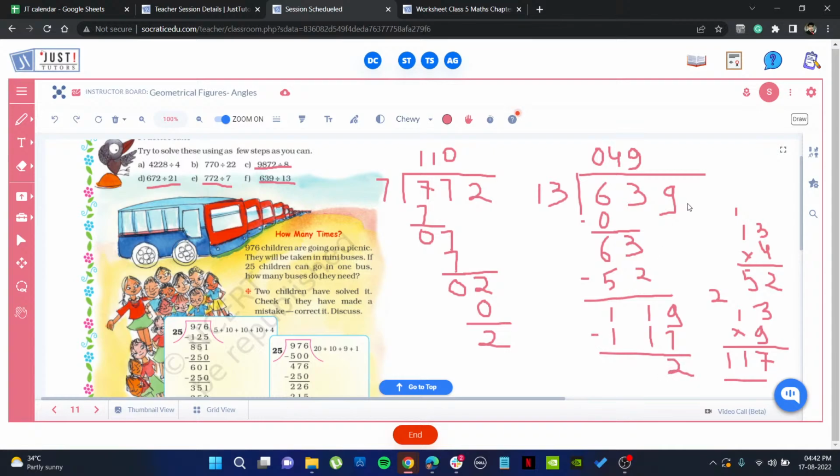Now there is no number to bring down, so we are left with 2. So it means that our remainder is 2. We can't divide 639 completely by 13. So we can say that the answer for this question would be 49 remainder 2, which we can write in this way. Let me tell you how. 49 remainder 2. So this is our answer for question F.